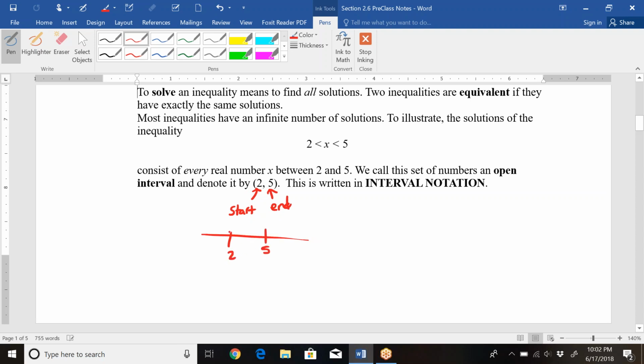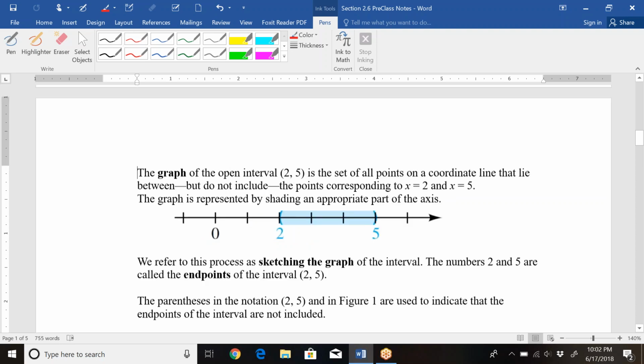So here's 2, here's 5. Most of you will remember that if you don't have an equal to, you use an open circle. Open circle relates to parentheses. Closed circle is going to relate to something called a bracket that we're going to use in a minute. So this is not an ordered pair. This says every number between 2 and 5, but not including 2 and 5. So that graph is there. You can see that. And that's called sketching it.